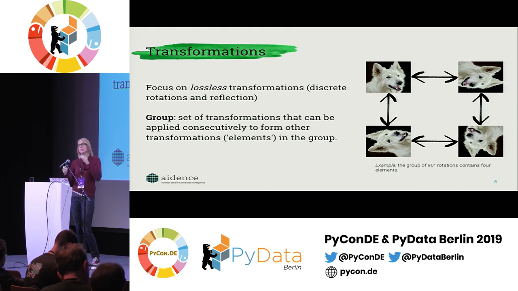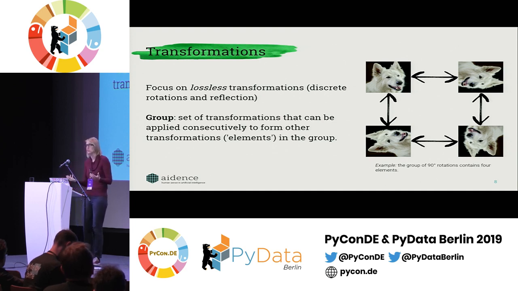We're focusing on building in equivariance not only to translation, but also to rotations and reflections. And for this particular project, we're focusing on lossless transformations. So that means, for example, 90-degree rotations are lossless, while if you do a 10-degree rotation, because you have to distort the image in some way, it is not completely lossless. And in particular, we're focusing on groups of transformations that together are basically closed.